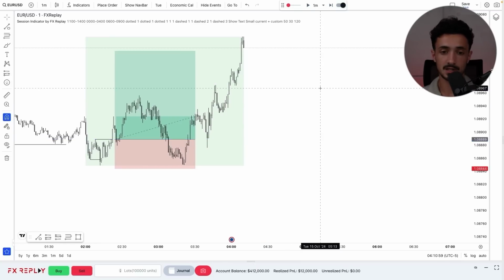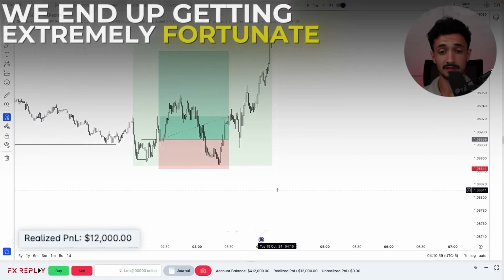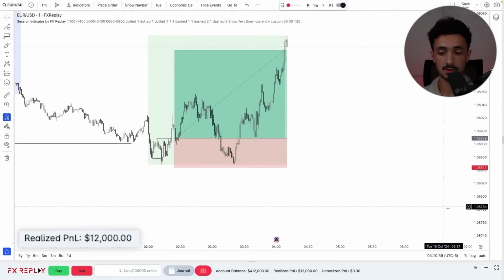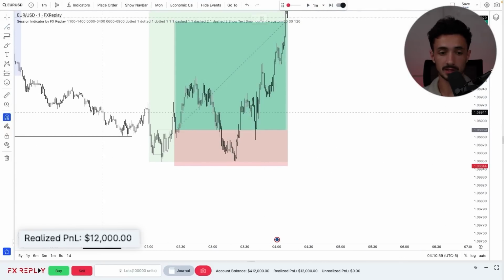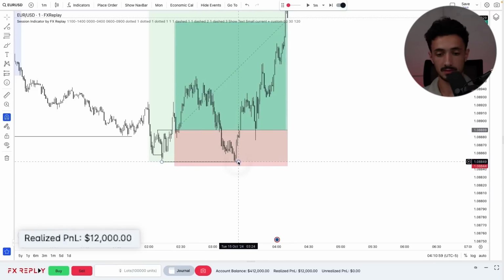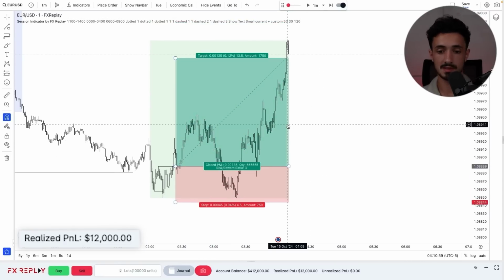And you can see for this specific trade, we end up getting extremely fortunate and taking a take profit. We come very, very low to our stop loss. We obviously don't break the low in here, but we do come relatively tight. But yeah, that pretty much is it.